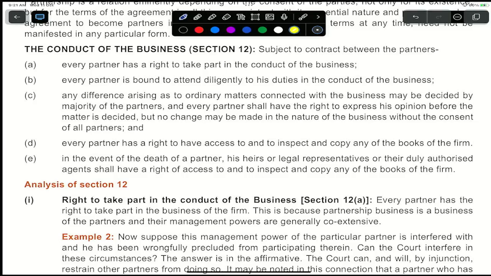Do you know why? If you do one small wrong, that wrong is reflected not on one person. That wrong is reflected on the entire firm. So therefore, you should act diligently. So underline the important lines. First one, right to take part in the conduct. First line, right to take part in the conduct. Second one, act diligently or attend diligently.